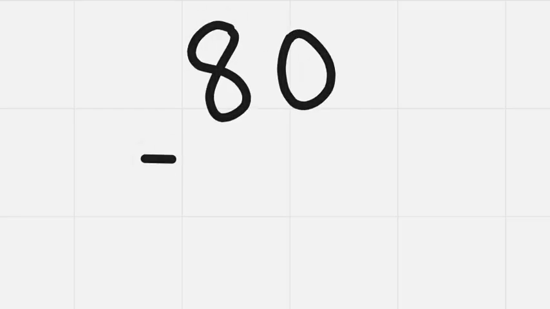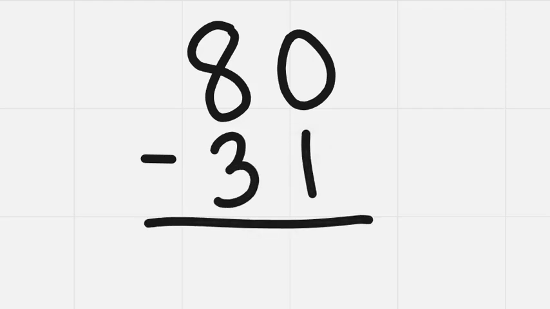Regrouping for subtraction is very similar, but instead of regrouping and going to the left, we will be regrouping and moving the number to the right. Let's see how it works. Please copy this problem down. 80 minus 31. When we add and subtract, we always circle the biggest number.